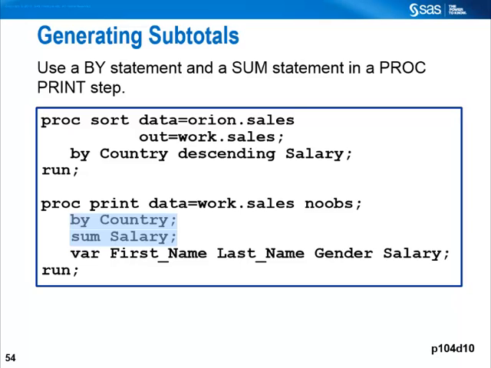So we use a PROC SORT data equals orient.sales out equals work.sales; by country descending salary; and then run. And then we print data equals work.sales noobs. So that is the printing that we are doing on the output data set, and we are grouping it by country and doing the sum of the salary, and we are displaying only the variables first name, last name, gender and salary, and then we are running the program.